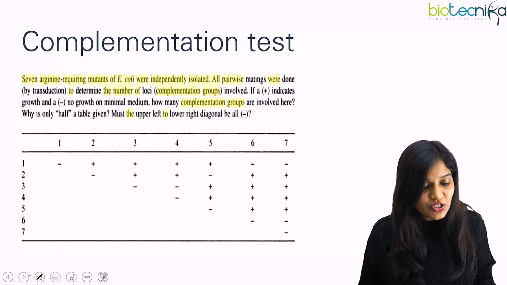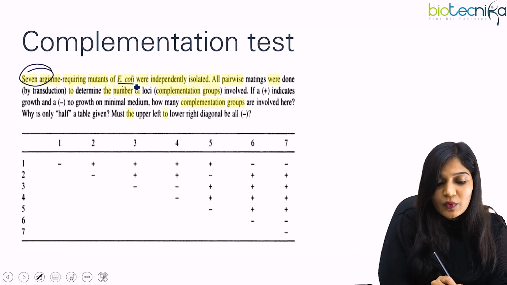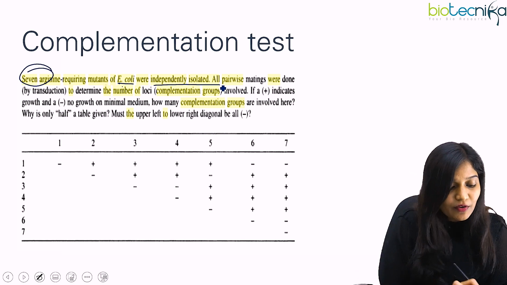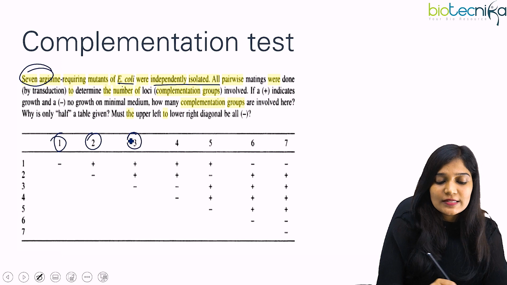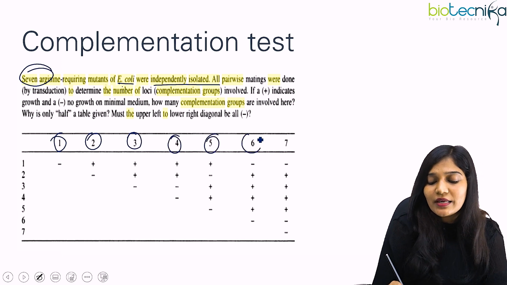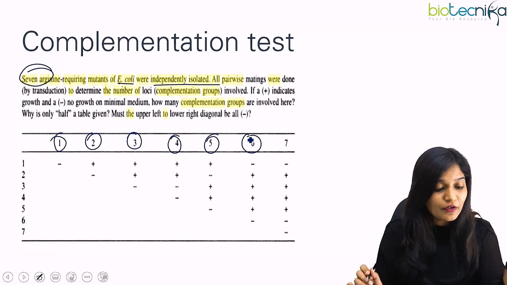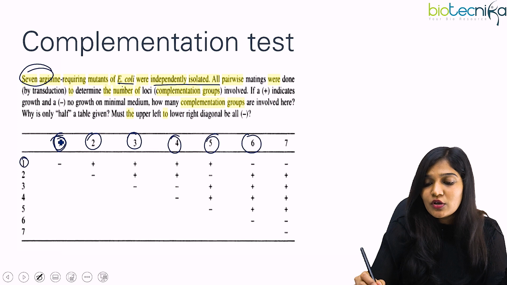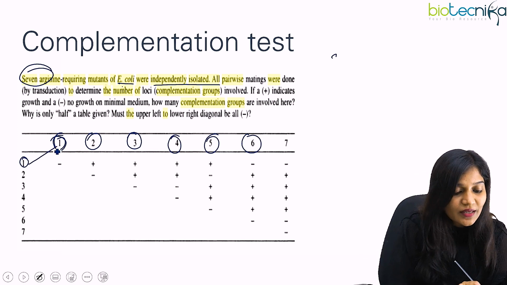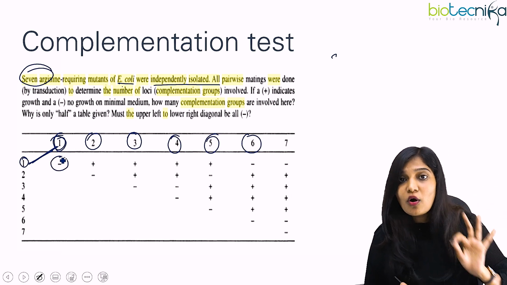So let's see one question which is given. Seven arginine mutants of E. coli were independently isolated and they have given positive. Let's consider these are all genes. Usually you can calculate complementation for genes which are present on the same locus or on different loci. So here, this is one gene and one gene. Let's take gene 1 and gene 2. If they are crossed, what exactly happens? Same gene. They are telling negative, which means no complementation.